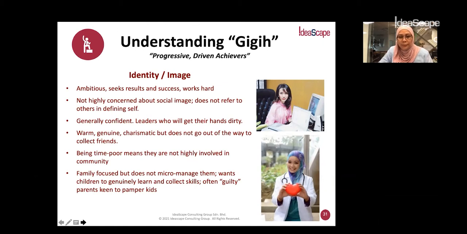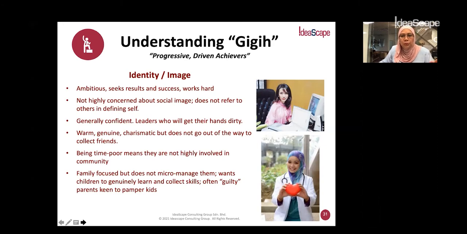Most of the time, these people are time poor, which means they will look for solutions, complete solutions. They will look for things that can simplify their life, help them become a better mom, a better dad, make cooking easier. They are more family focused, but they do not micromanage. They tend to delegate. They would have their maids or their assistant to help them do this.